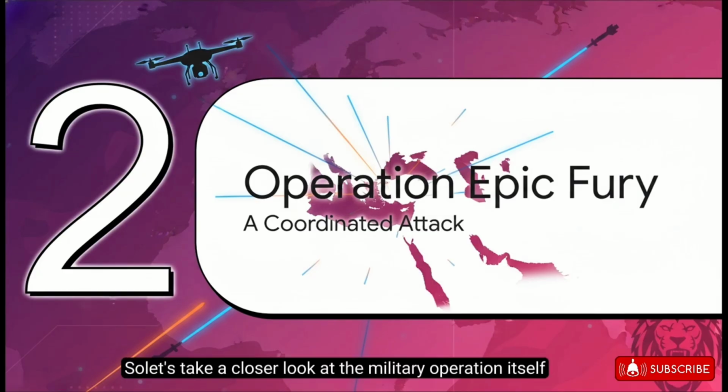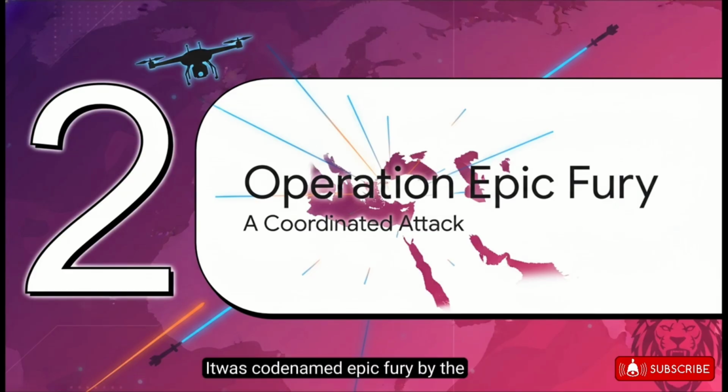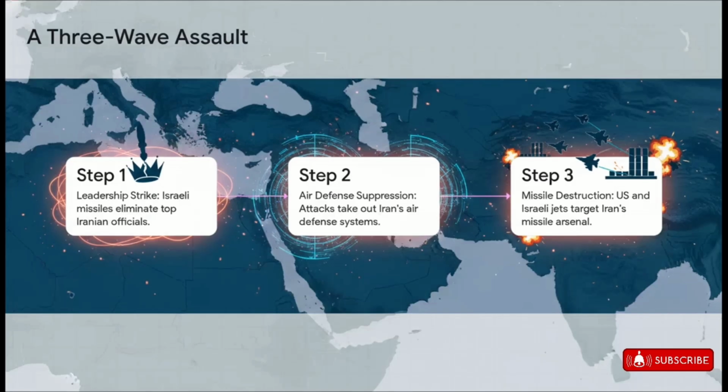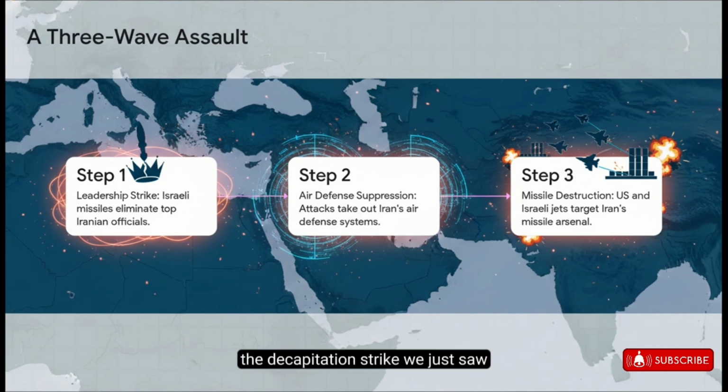So let's take a closer look at the military operation itself. It was codenamed Epic Fury by the US and Roaring Lion by Israel. So this wasn't just some random strike, it was this meticulously planned three-wave assault. First up, the decapitation strike we just saw, aimed squarely at the leadership.